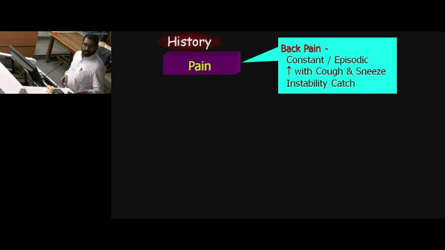Instability catch, whenever there is instability in the spine, instability means your facet joints are not holding, and with the movements the spine is moving. So if you ask the patient to bend forwards and slowly come back to the standing position, the patient will hold his back in the middle of that position, saying instability. That is the instability catch, okay, while getting up from the prone position.